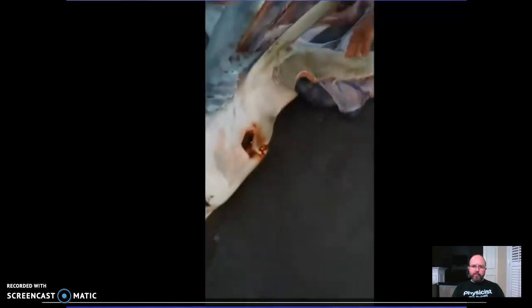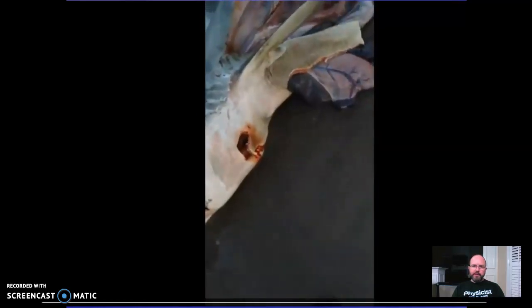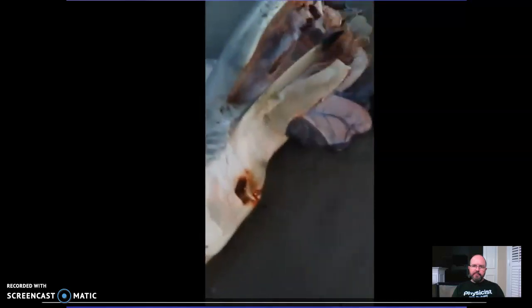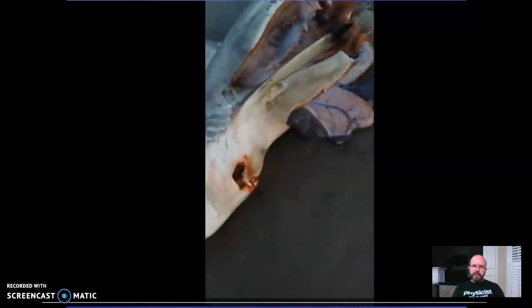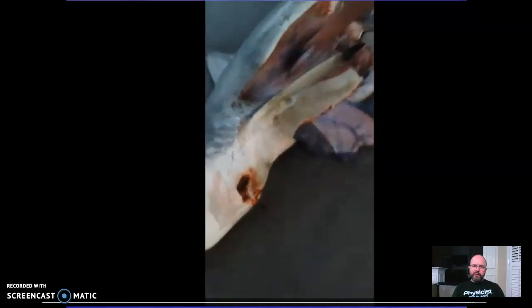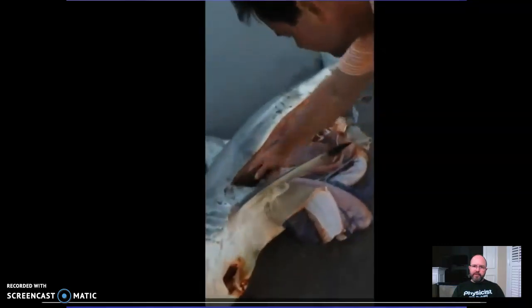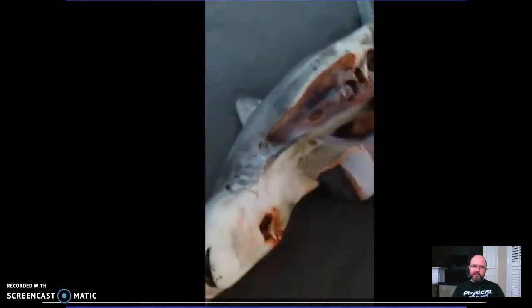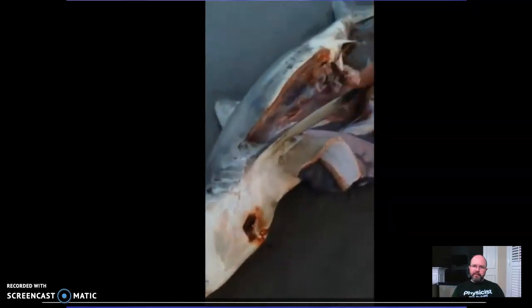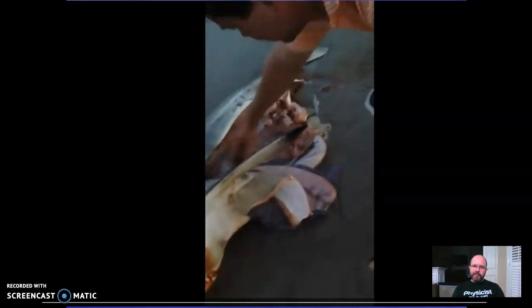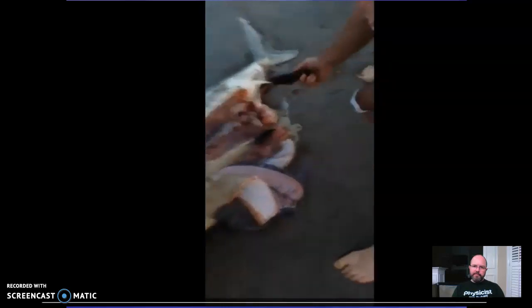Now, is there one more in there? Can he save another shark pup? Oh, looks like there might be some movement. It's hard to tell if that's just the guts spilling out or if there's another baby inside. All right, looks like that's it.